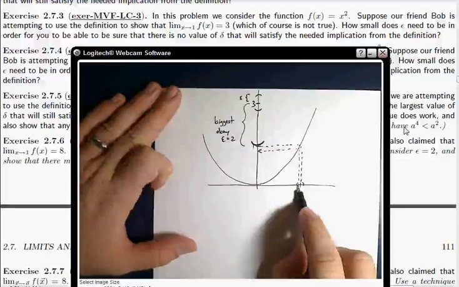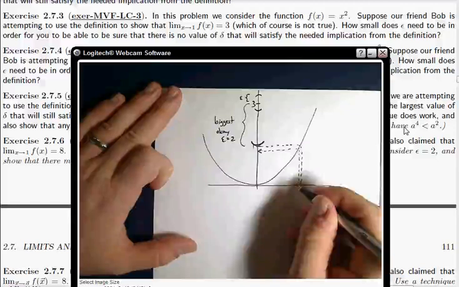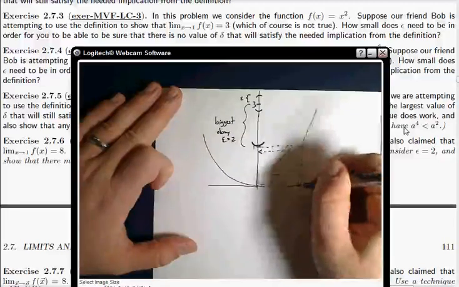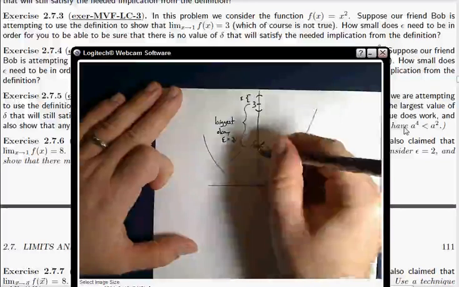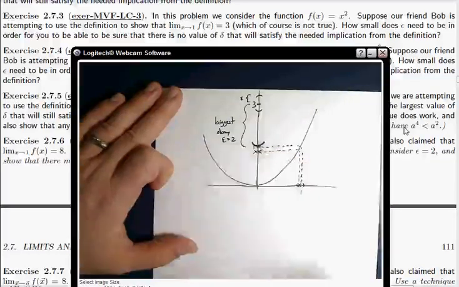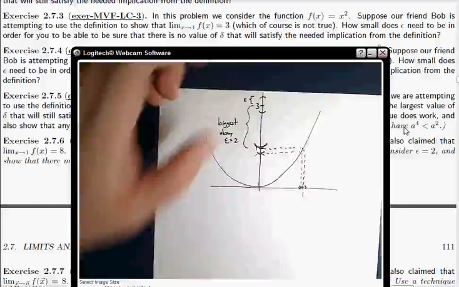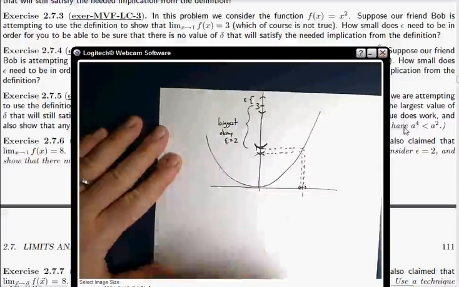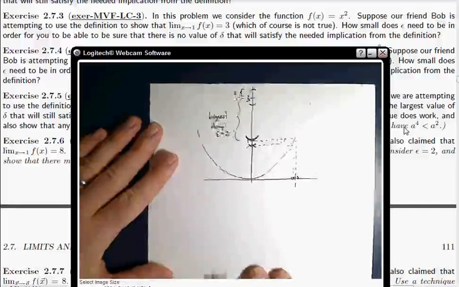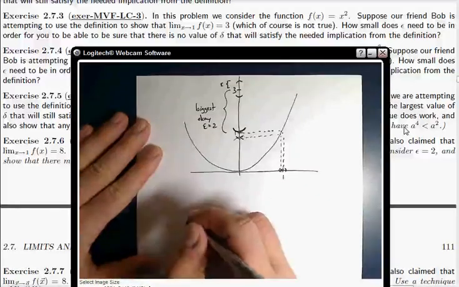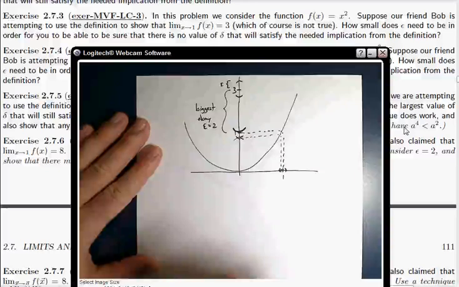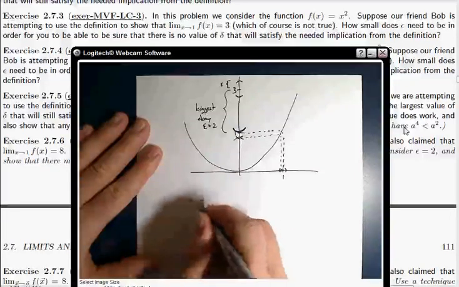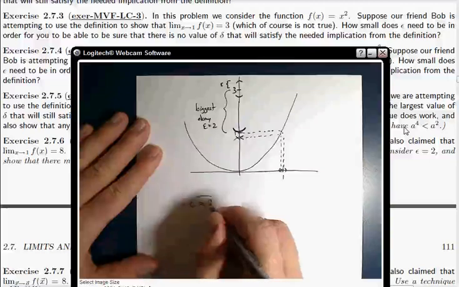I claim that nope, there really isn't, because no matter how small this interval is over here, there's going to be some value on the left-hand side of 1, therefore smaller than 1. Its square is also going to be smaller than 1, and it falls outside of this interval. So epsilon equals 2 works, right? So in LC3, epsilon can be anything less than or equal to 2.